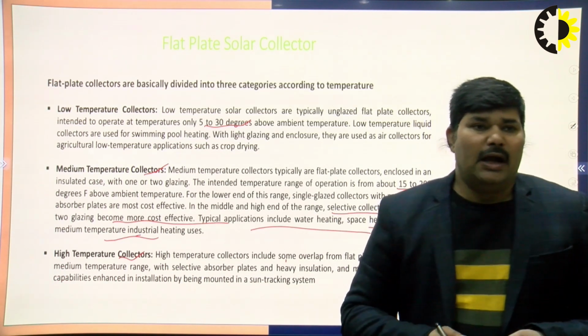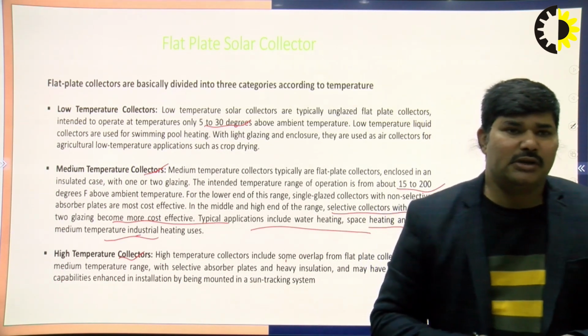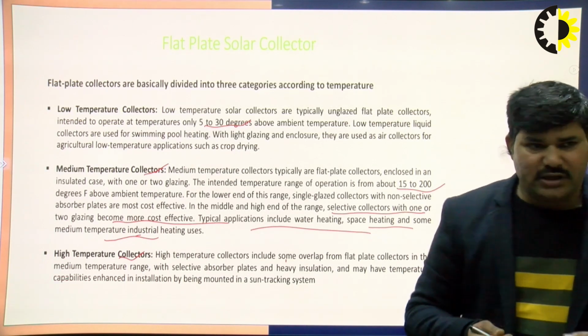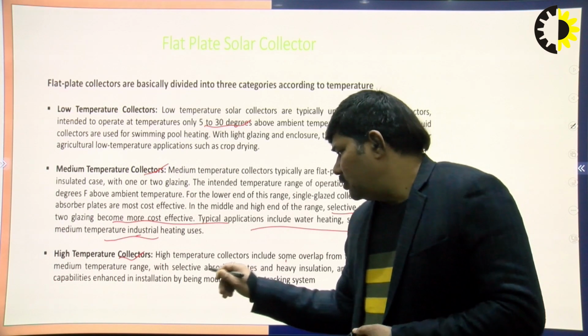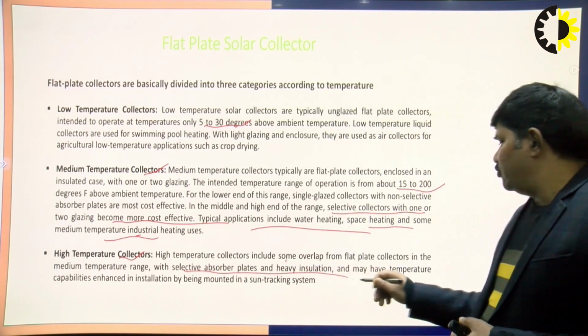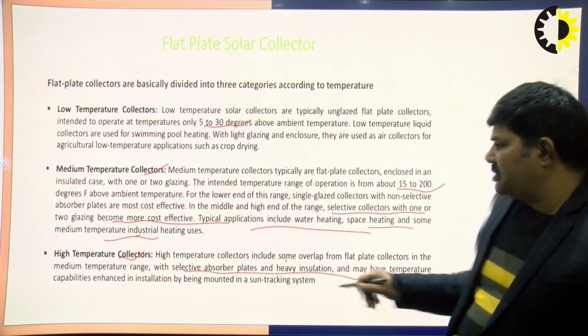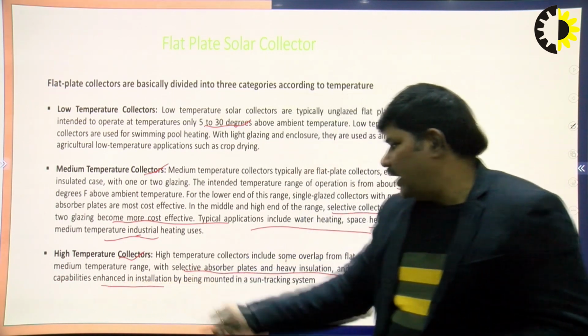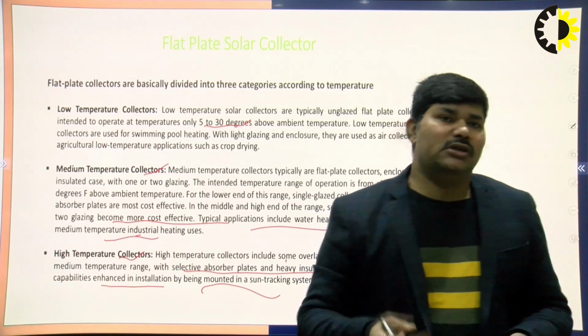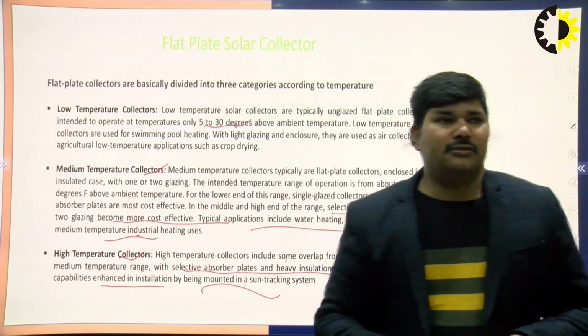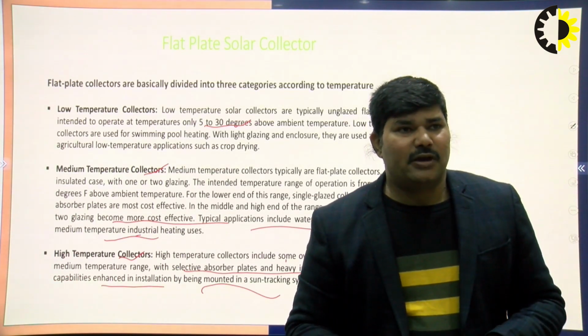And for high temperature, flat plate collectors are used, and in this case heavy insulation is there. The selective absorber plates and heavy insulation may have enhanced temperature capability, and installation may be by mounting on a sun tracking system. So these are the three categories of flat plate collectors.